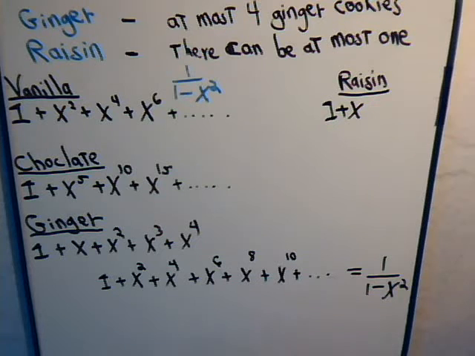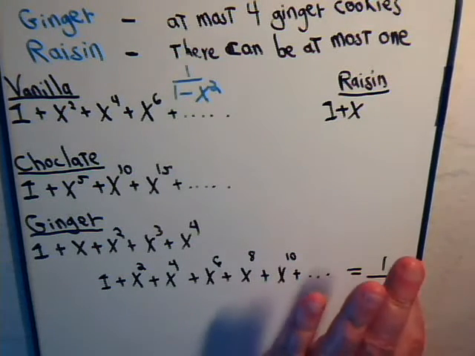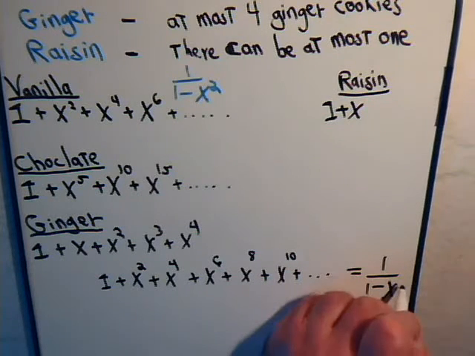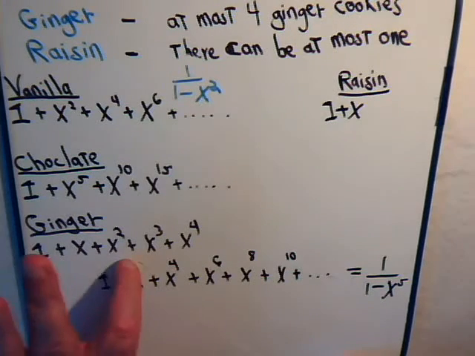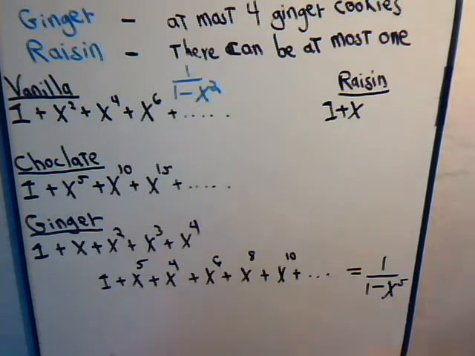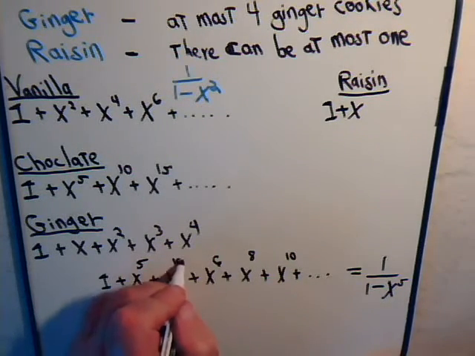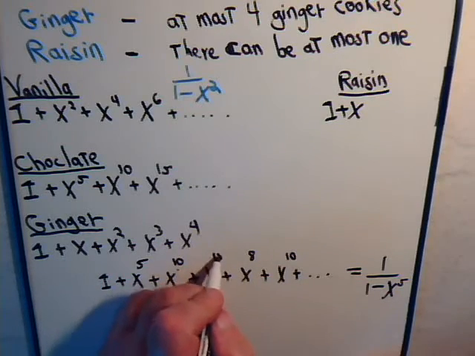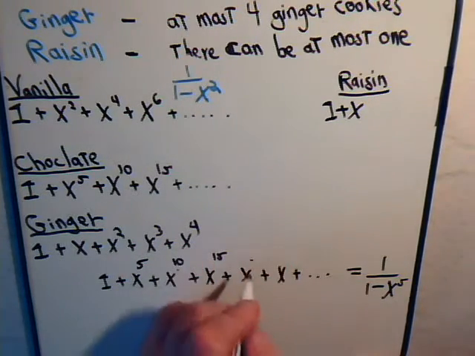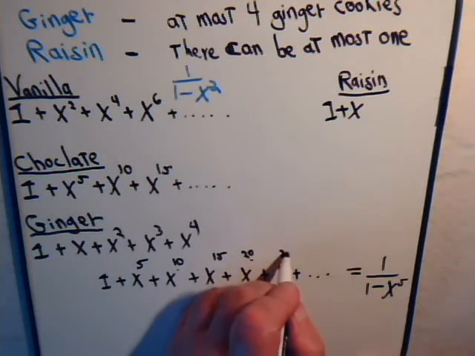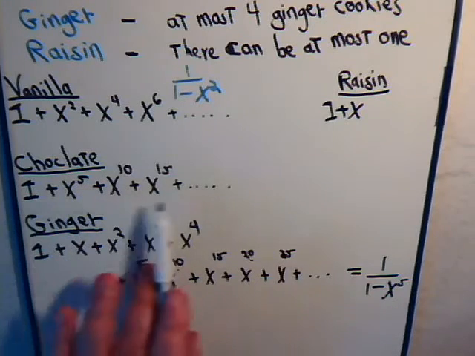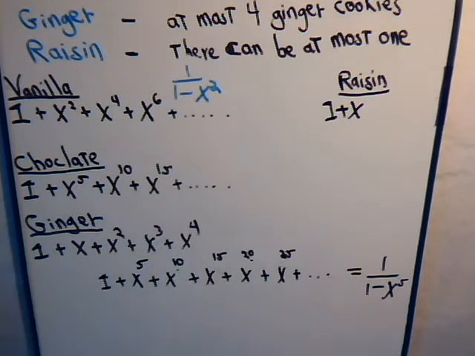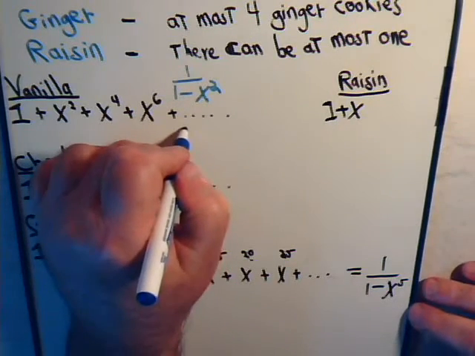And likewise, if instead of 1 over 1 minus x squared, we had 1 over 1 minus x to the 5th power, then that would be 1 plus x to the 5th plus x to the 10th plus x to the 15th plus x to the 20th plus x to the 25th, and so forth. So this generating function can be written like this.